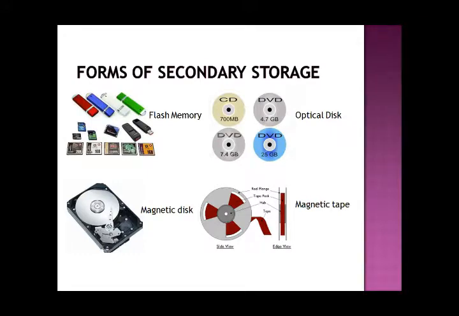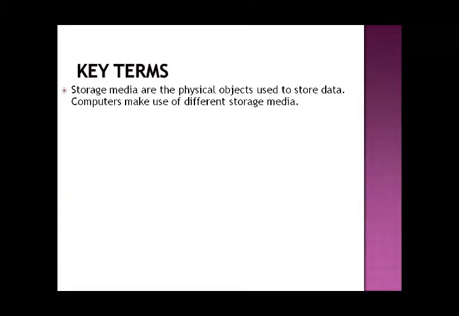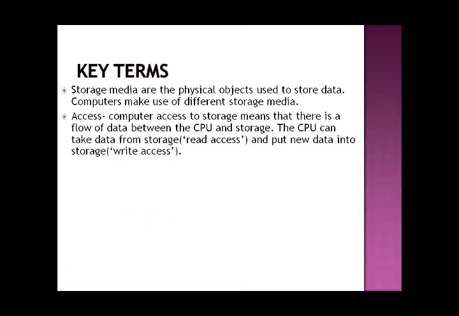So here are pictures of the forms of secondary storage. We have flash memory, optical disk, magnetic disk, and magnetic tape. So our key terms. Storage media are the physical objects used to store data. Computers make use of different storage media.